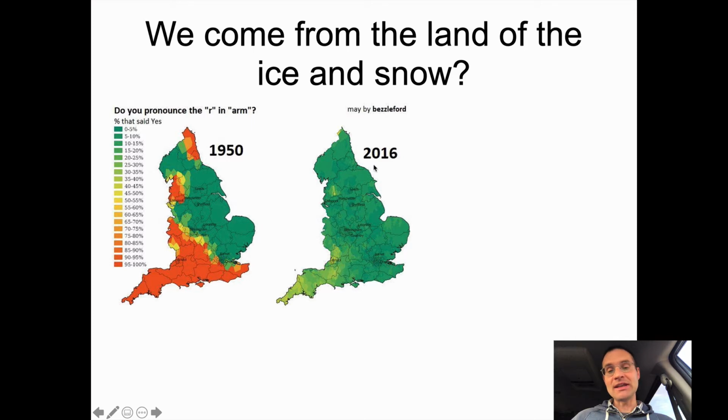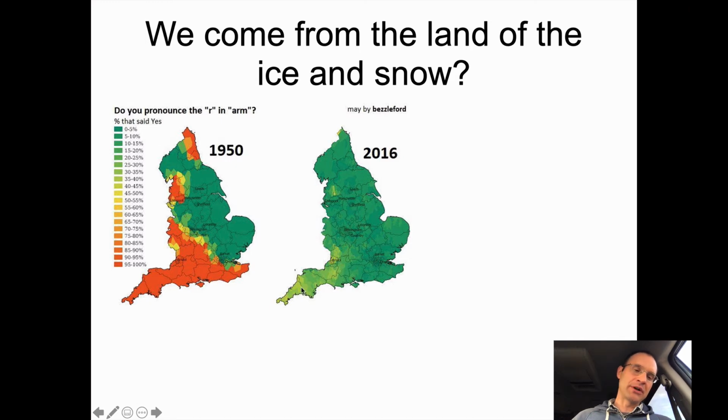But by 2016, that had changed. So this influence is still changing the English-speaking world as we speak. So throughout 66 years, basically the R-full dialects, or the rhotic dialects, have basically disappeared from England proper.